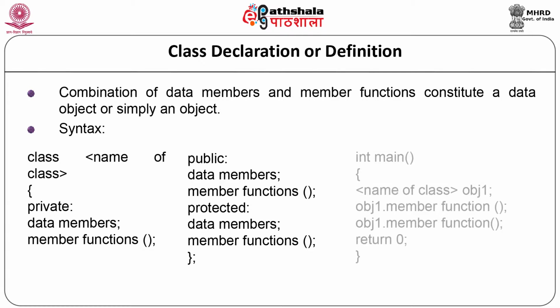Then it is int main, the name of the class and the object name. Here the object of that particular class will be declared, and to access the member functions the syntax is object1.member function1(); or object1.member function2(); return 0; end of the main function.